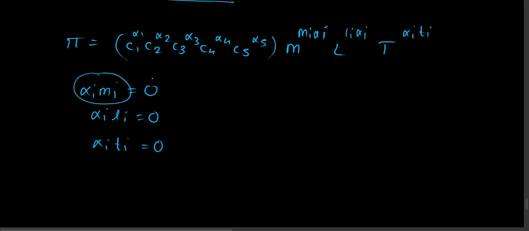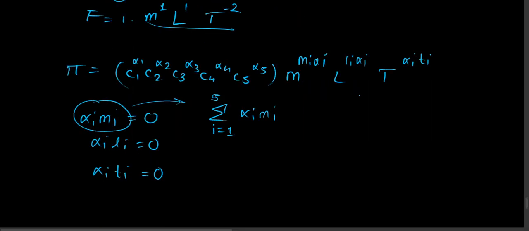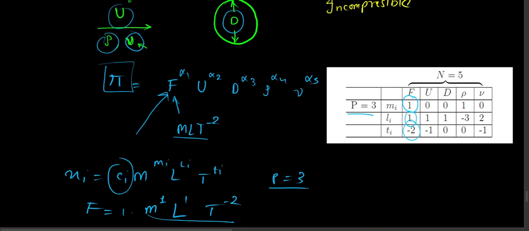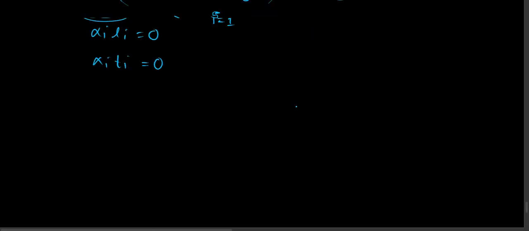This is the Einstein notation. This signifies summation of alpha i Mi from i equals 1 till 5, because we have the 5 different parameters here: F, U, D, rho, and viscosity.